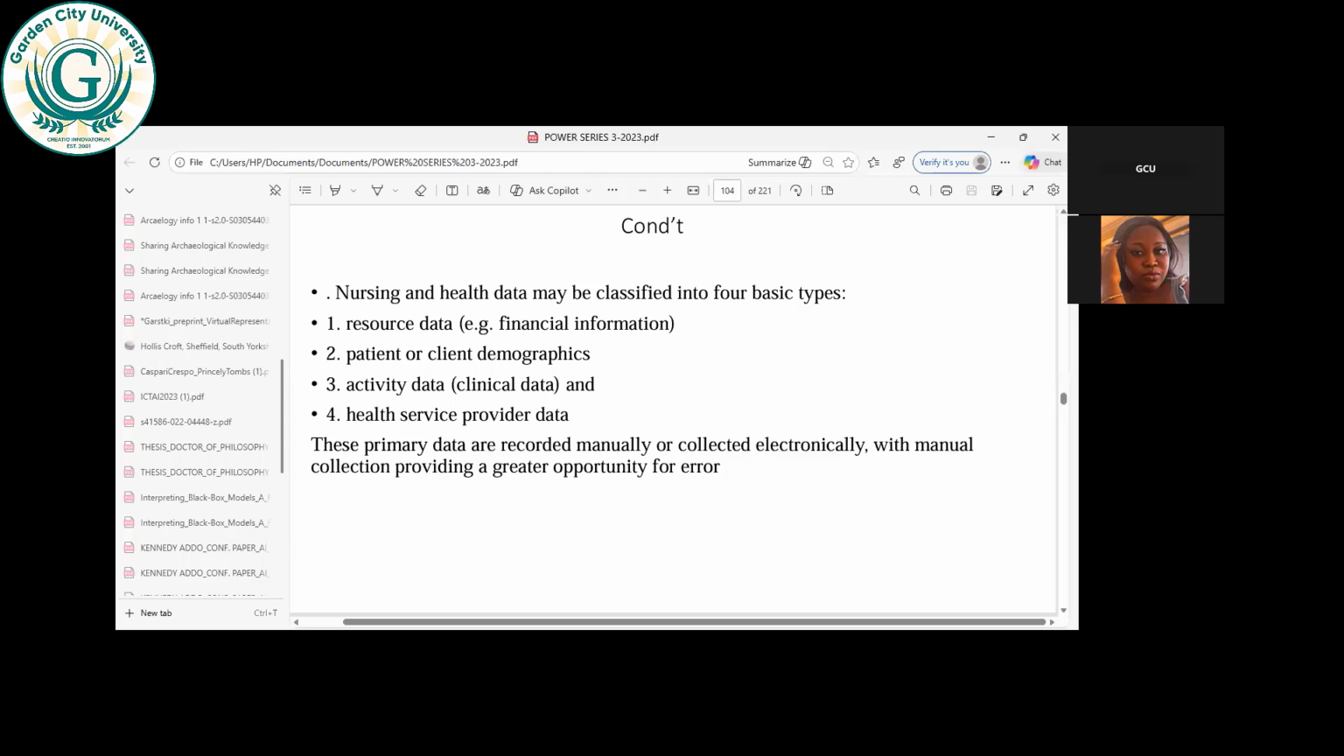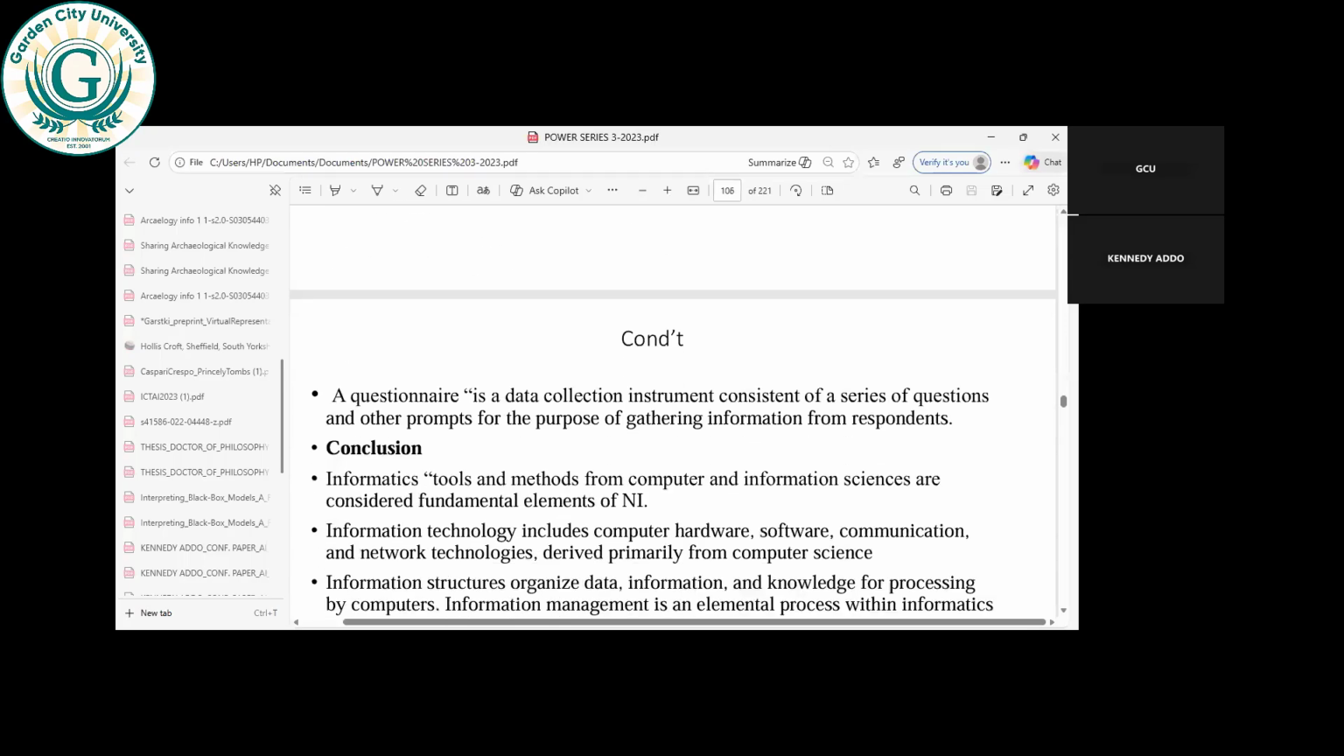So the point I'm trying to make here is that nursing and health data may be classified into the following: resource data, patient or client demographics, activity data, and health service provider data. I want to give you 2 minutes to share your views on the difference between activity data and health service provider data. What is the difference? Or are they the same? Health activity data, that is the clinical data, and then health service provider data. Are they distinct? If they are distinct, what are the differences?